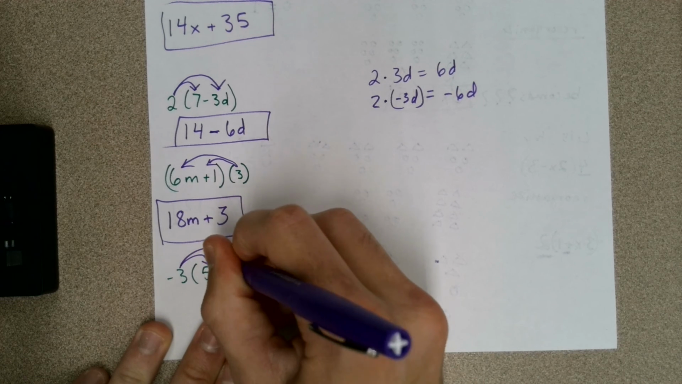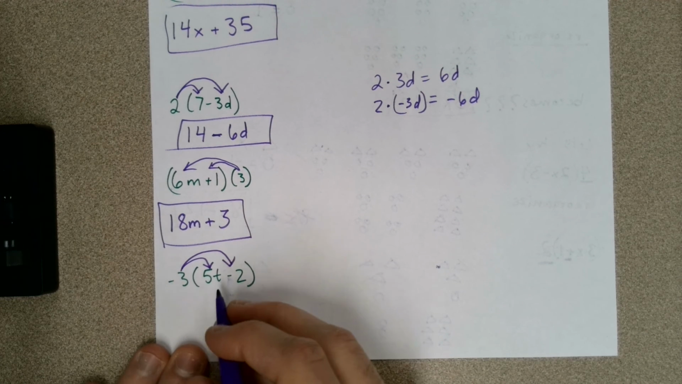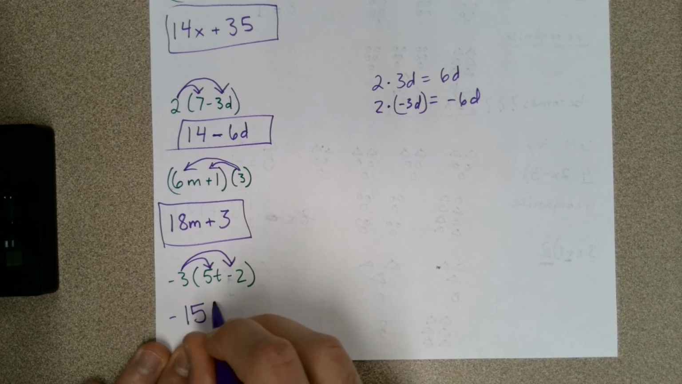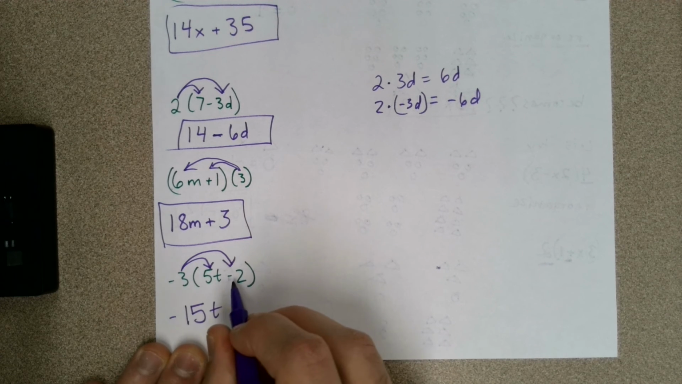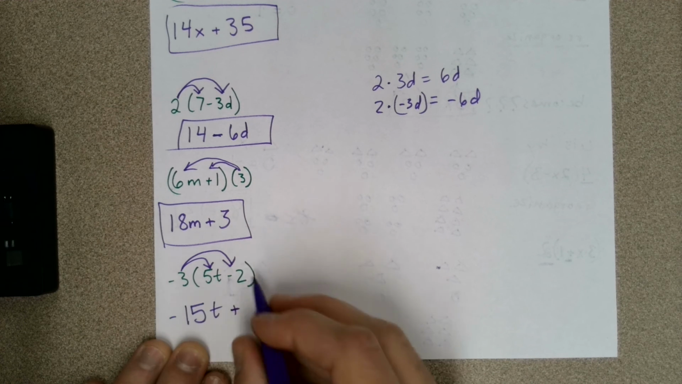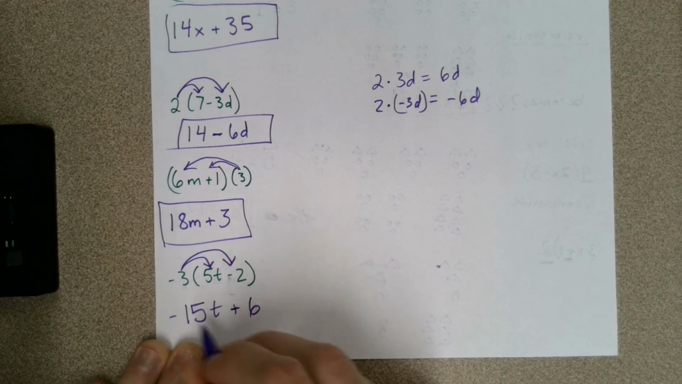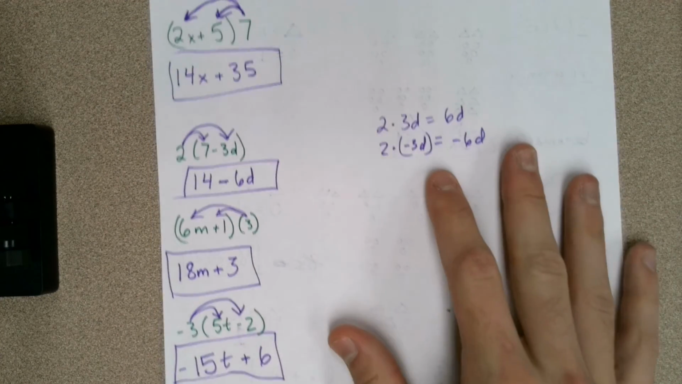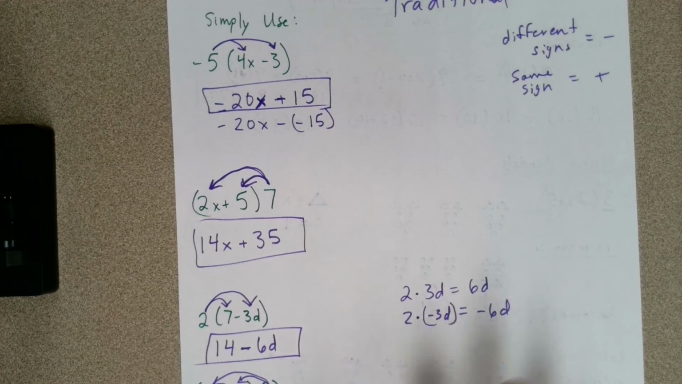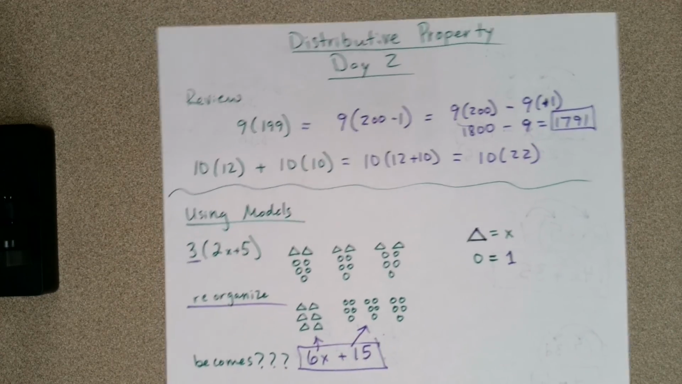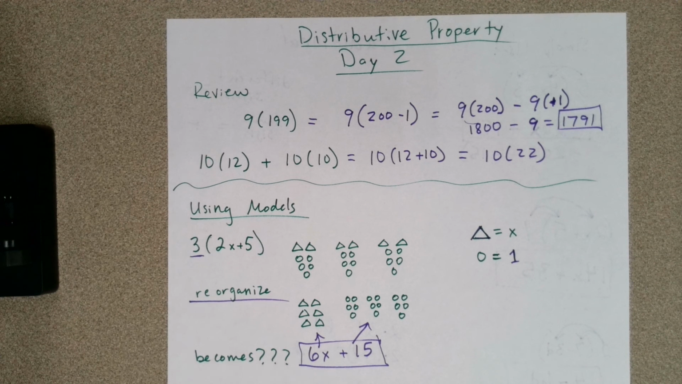We got a few more here. Negative 3 times 5, different signs. It's going to be a negative. Negative 15t. Negative 3 times negative 2 is going to be a positive. Plus, negative 3 times 2 is 6. There's your answer. Those are all great examples of distributing right there. Remember, we use those models. We'll get some practice with that today. And that's your distributive property. Nice job, everyone.